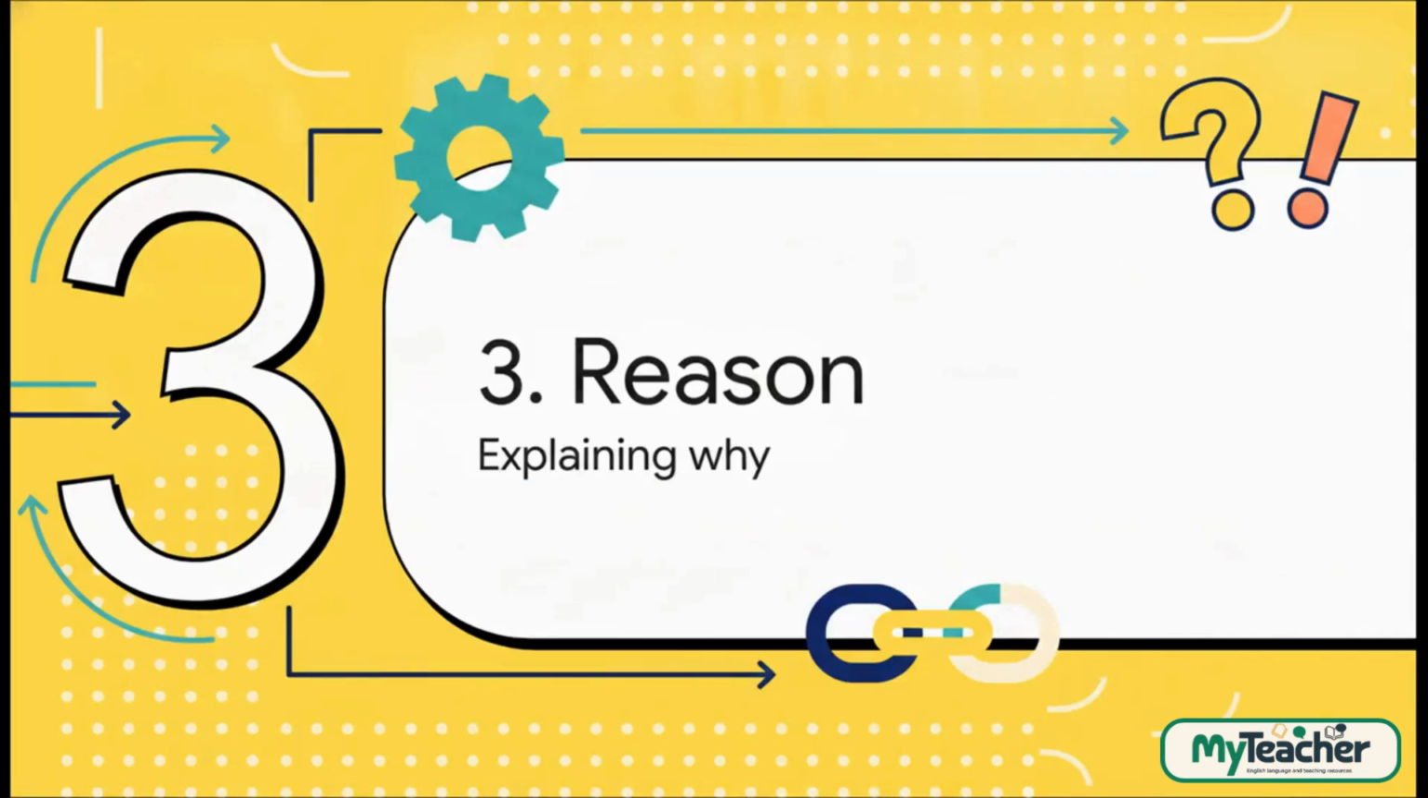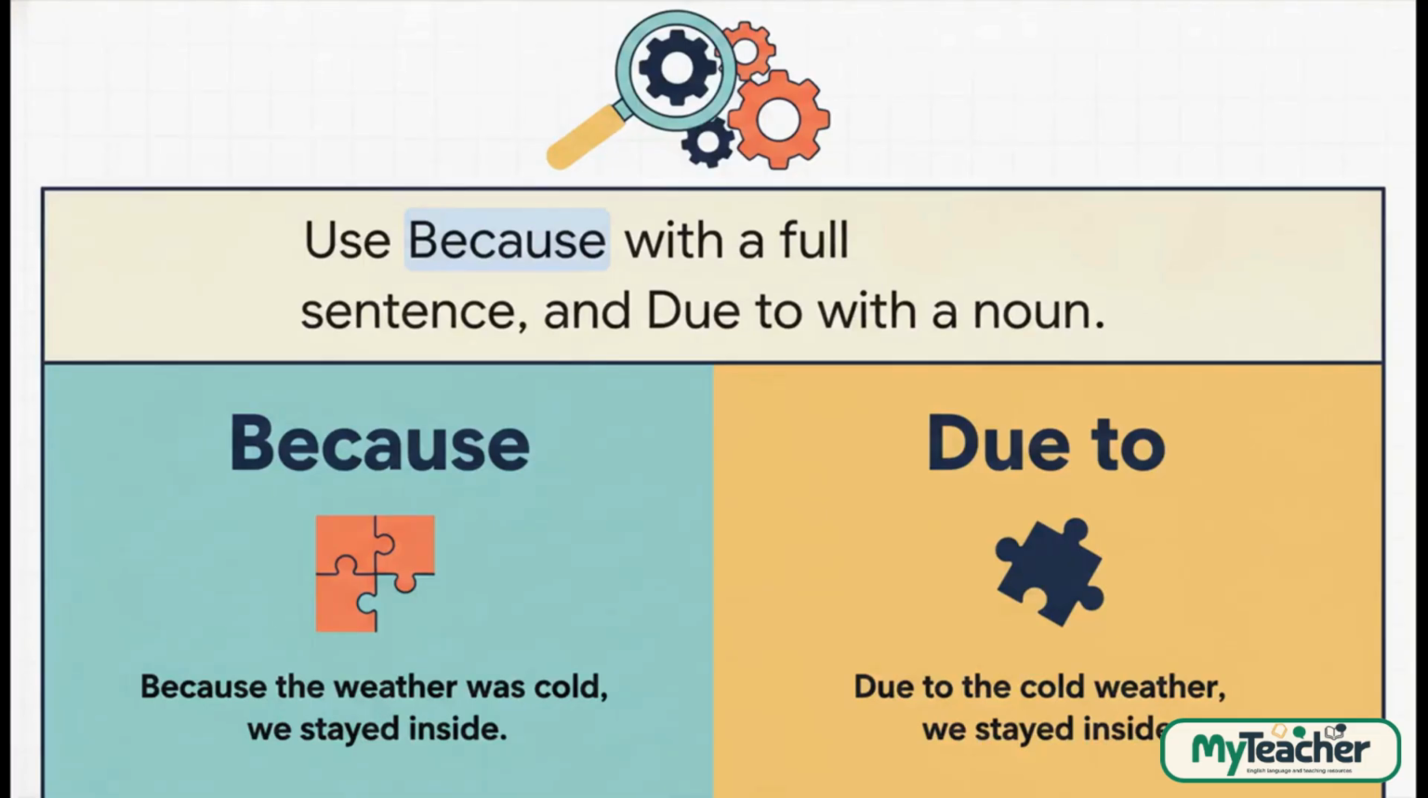Next is number 3, reason. Sometimes we need to explain why something happens. To give a reason, we use words like because and due to. But please pay close attention here, because there's a strict rule. Because must be followed by a full sentence, but due to is followed by just a noun.